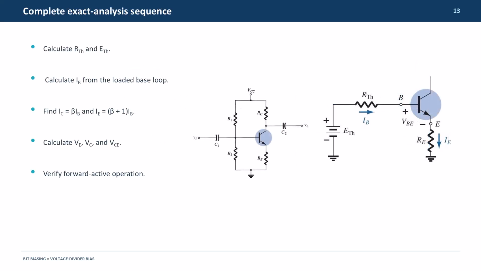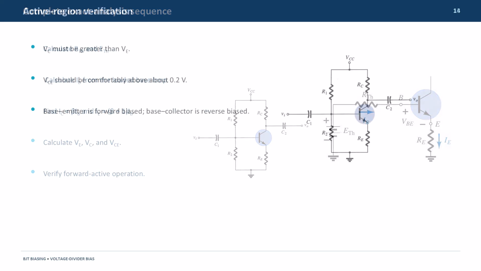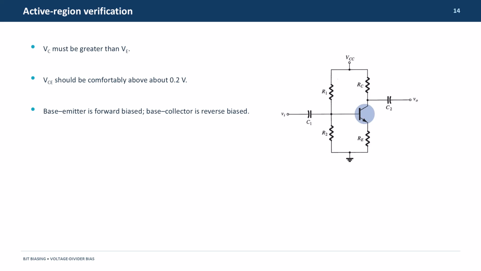The exact procedure is systematic. First, calculate the two Thevenin quantities, then solve for base current in the loaded loop. Use the transistor current relations to find collector and emitter currents. Calculate the emitter and collector node voltages separately and subtract them to obtain collector-emitter voltage. Finally, verify that the transistor is operating in the intended region. A numerical answer is not complete until the operating region is checked.